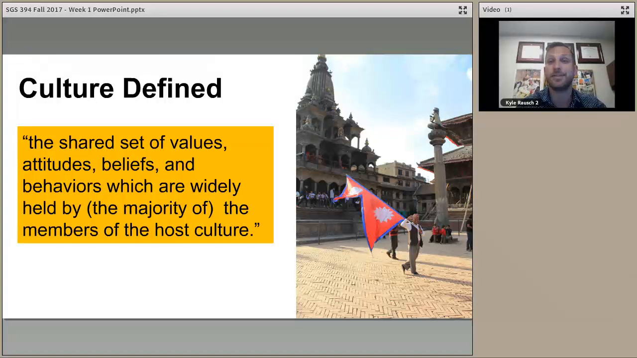these complicated concepts. Culture is the shared set of values, attitudes, beliefs, and behaviors which are widely held by the majority of the members of the host culture. So now that we have established a definition of culture from which we might begin to explore different cultural competencies, what is meant by the hidden dimension of culture?